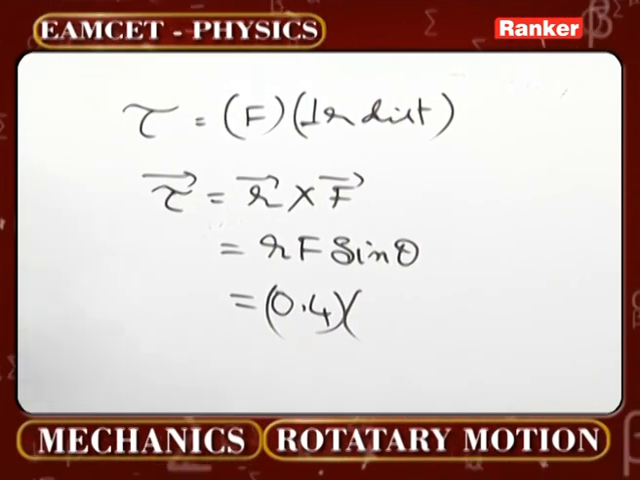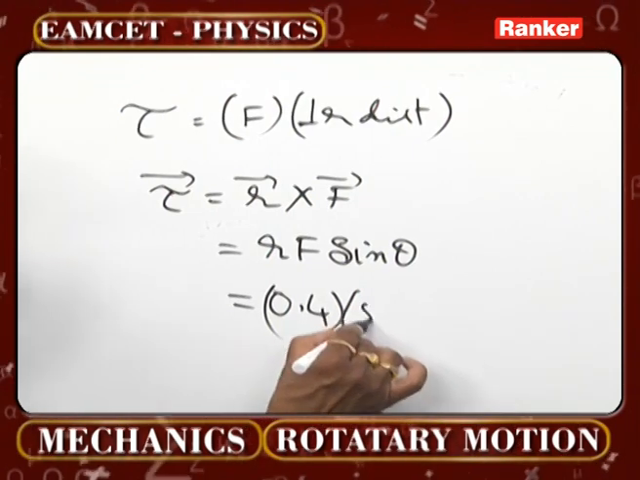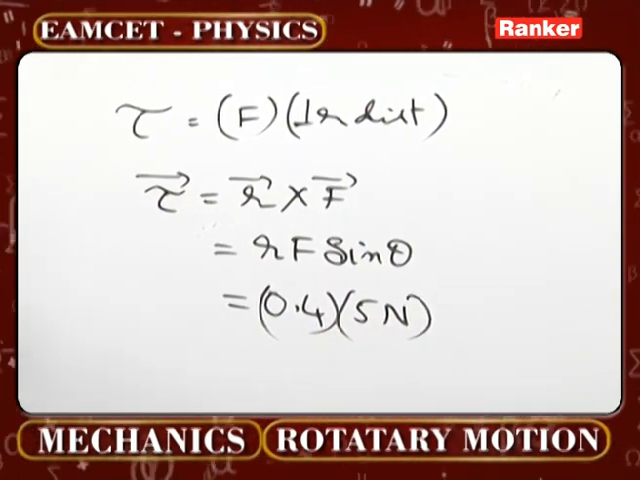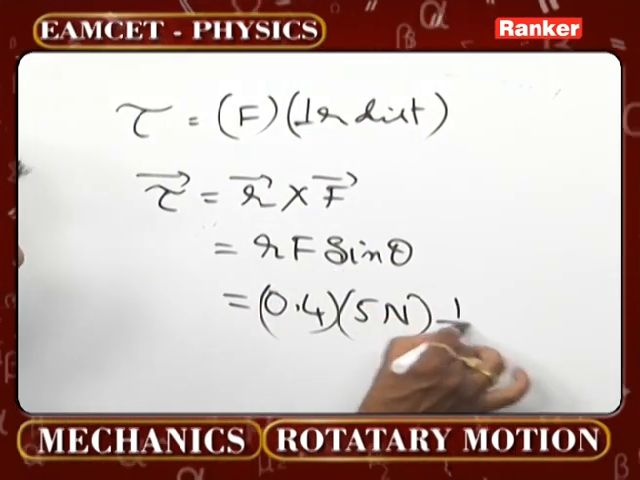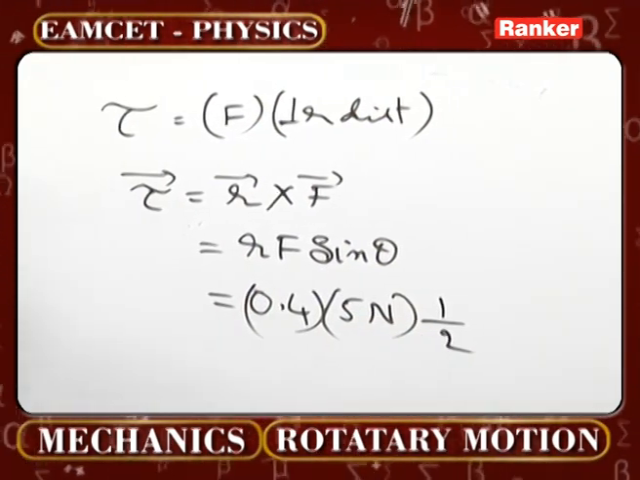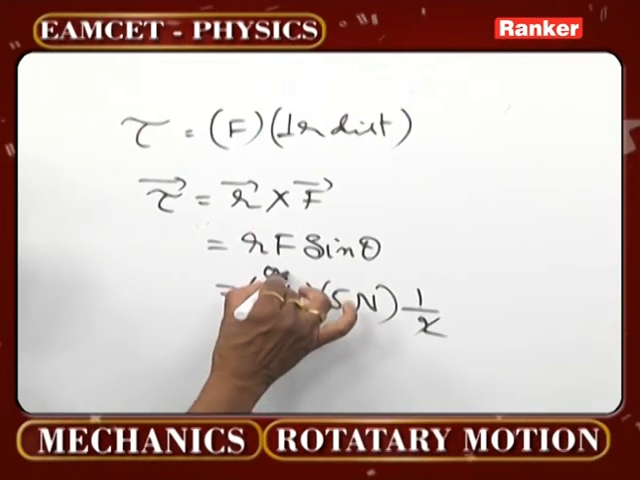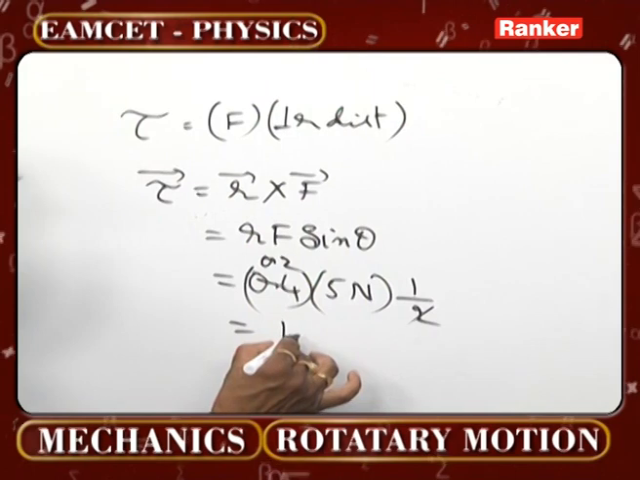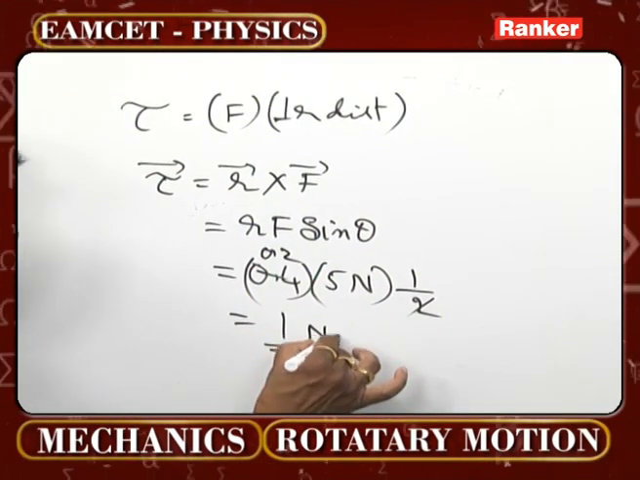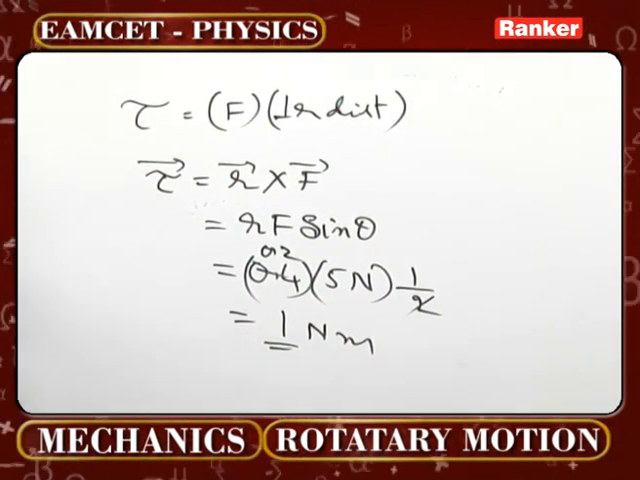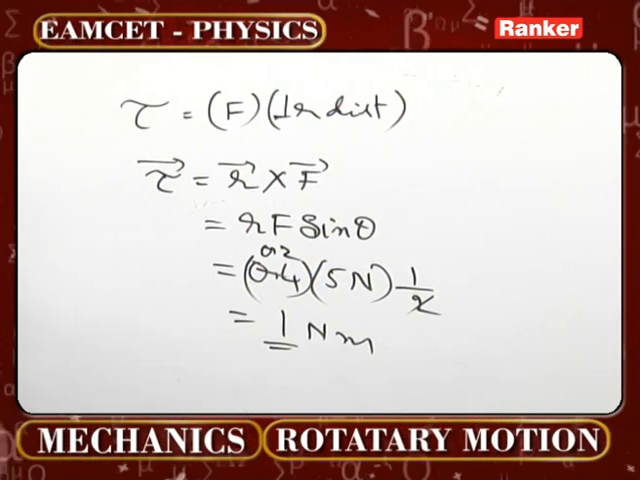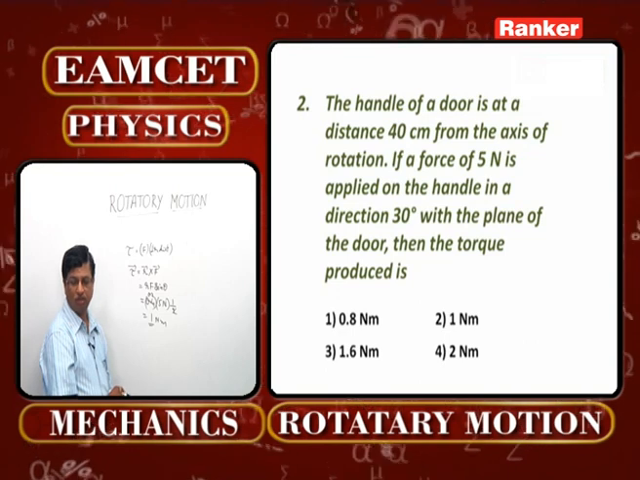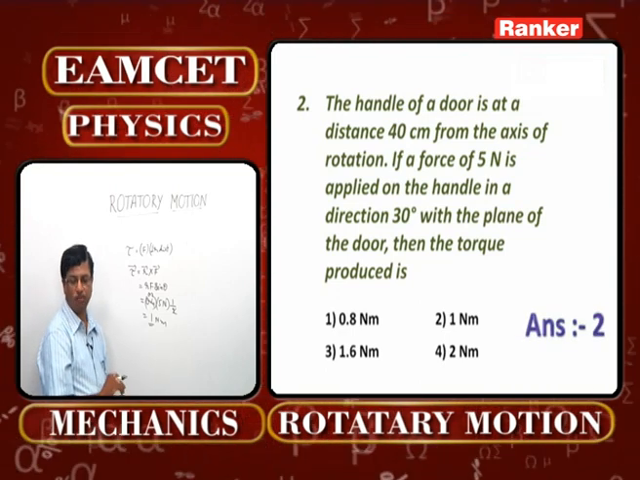Into F, what is the force that is applied over there according to the problem? It is 5 Newton. What is theta mentioned? 30 degrees. Sin of 30 is now going to be half, which cuts over here, 0.2 times. So 0.2 times 5 now is going to be simply 1 Newton meter. That is actually the corresponding answer. That means the key for this one is the second option. That is the answer 2.